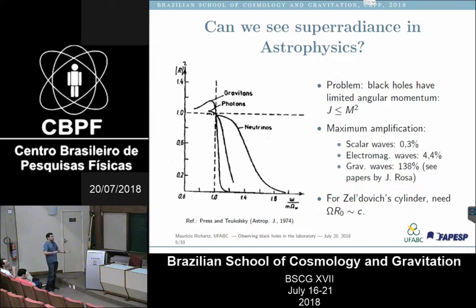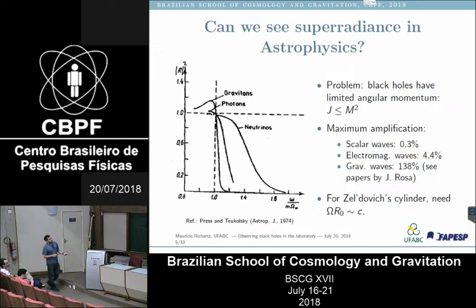Can we expect to see this in real life? This only happens for bosonic fields, not for fermionic fields. We have a few problems for black holes. The first one is that we can't have as much angular momentum as we want for a given mass. There's a limit to this. Otherwise, your space-time is not a space-time of a black hole. It is a naked singularity.